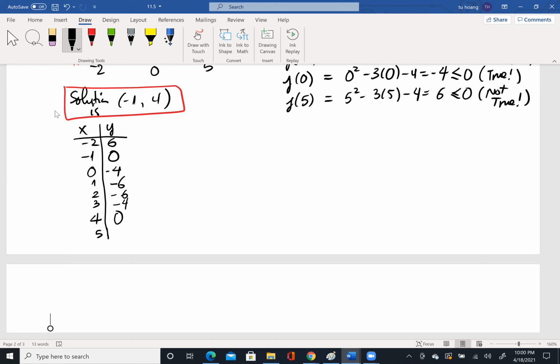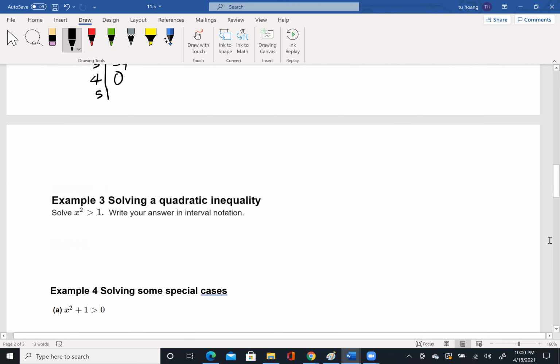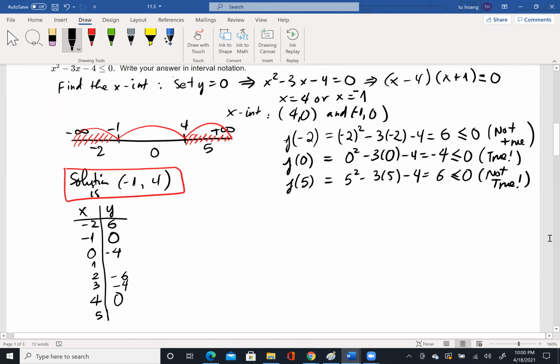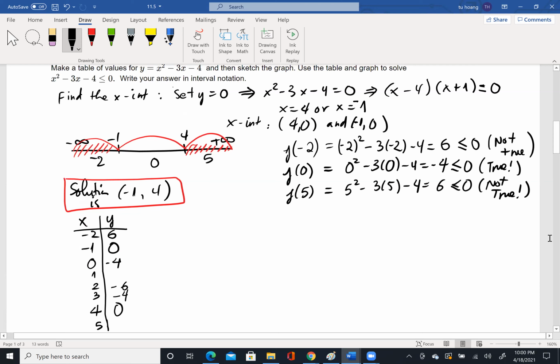Let me see. At 1, I have to check. 1 squared minus 3 minus 4 is -6. Yeah. So there is a vertex in between 1 and 2. Okay, so at 5 it will be 6.